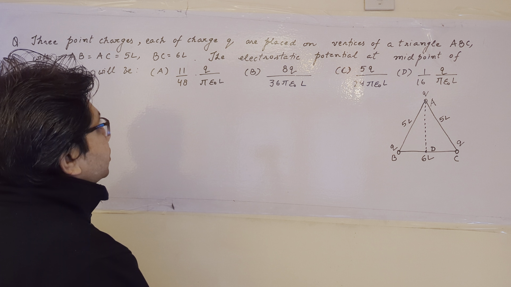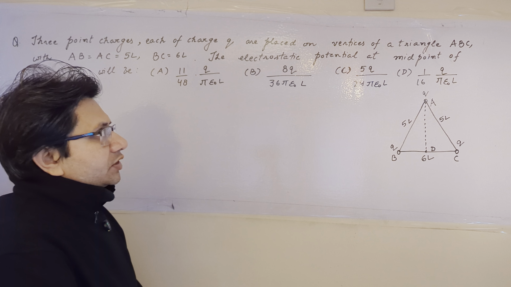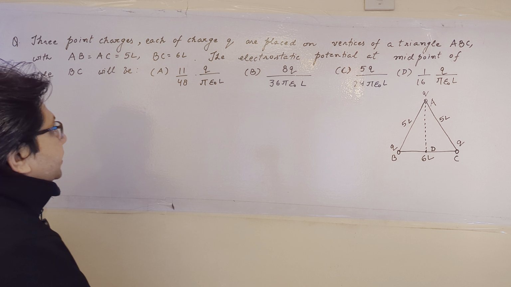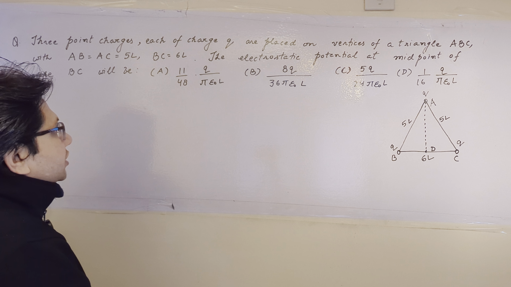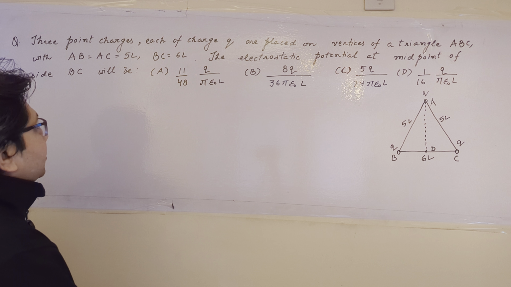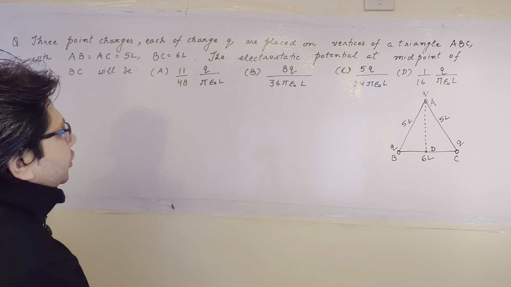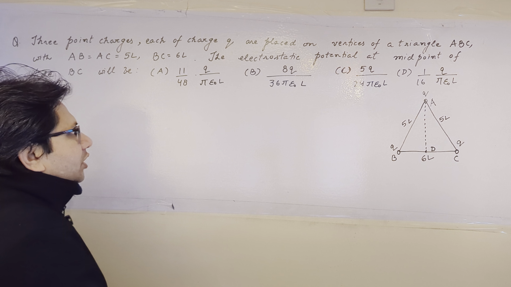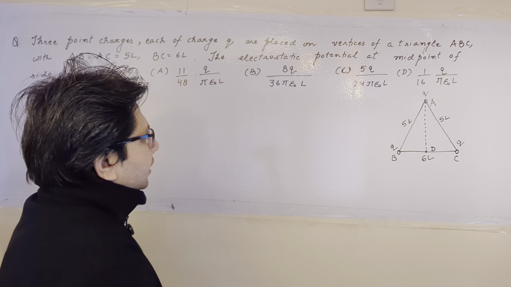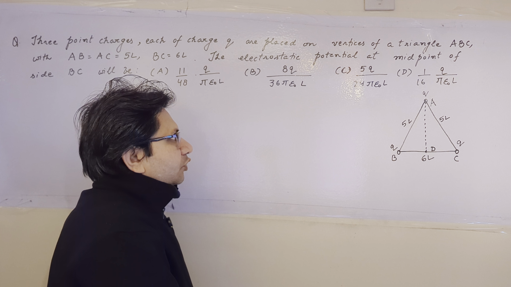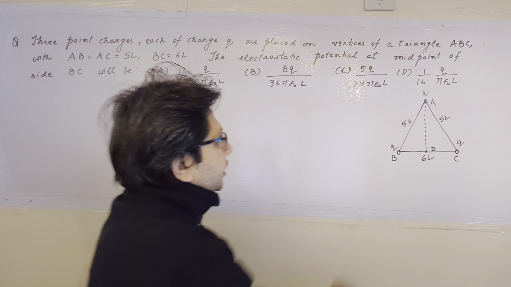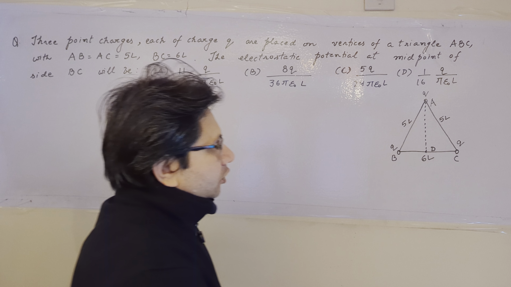Three point charges each of charge q are placed on the vertices of a triangle ABC with AB equal to AC equal to 5L and BC equal to 6L. The electrostatic potential at the midpoint of the side BC will be: option A, 11q upon 48 pi epsilon naught L; option B, 8q upon 36 pi epsilon naught L; option C, 5q upon 24 pi epsilon naught L; and option D, 1 upon 16 q upon pi epsilon naught L.